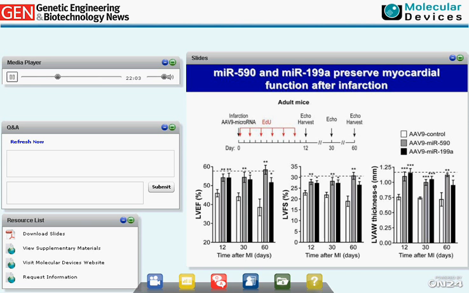And you can see that in the white bars, the mice treated with AV, the control virus, get worse with time, as you would expect, whereas in animals treated with the AV encoding for the microRNAs, the function of the heart was preserved. And the dashed lines that you can see are the values for non-infarcted animals. So you can appreciate that treatment with the microRNAs almost completely rescued the cardiac function of these animals.